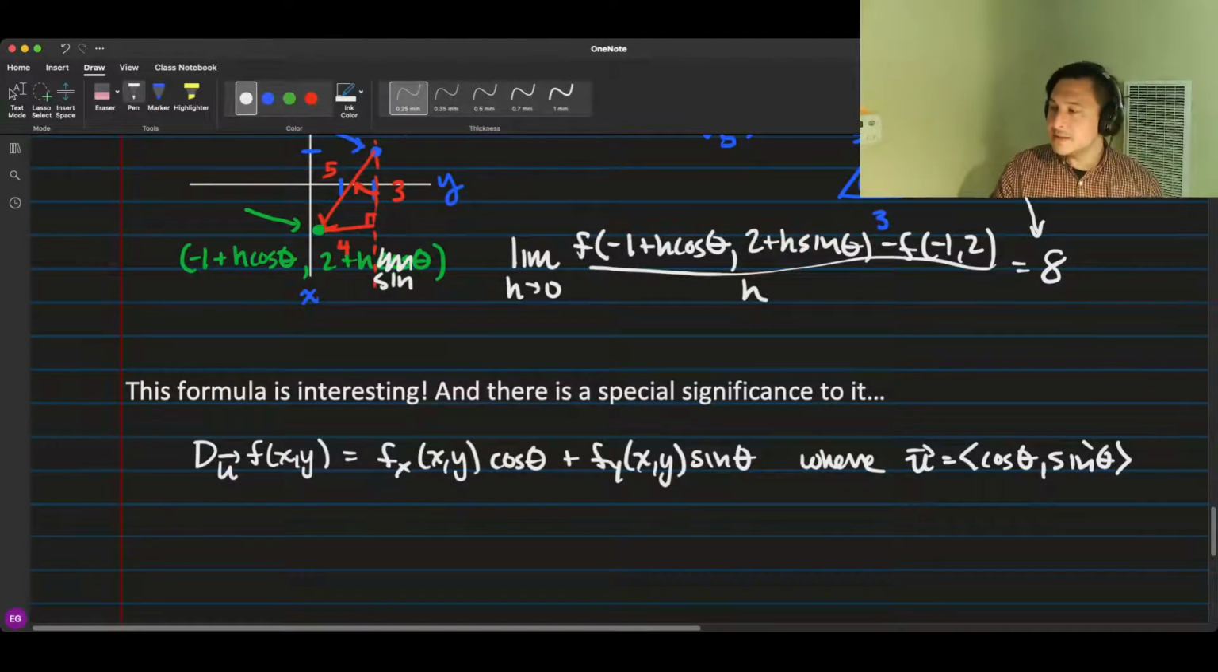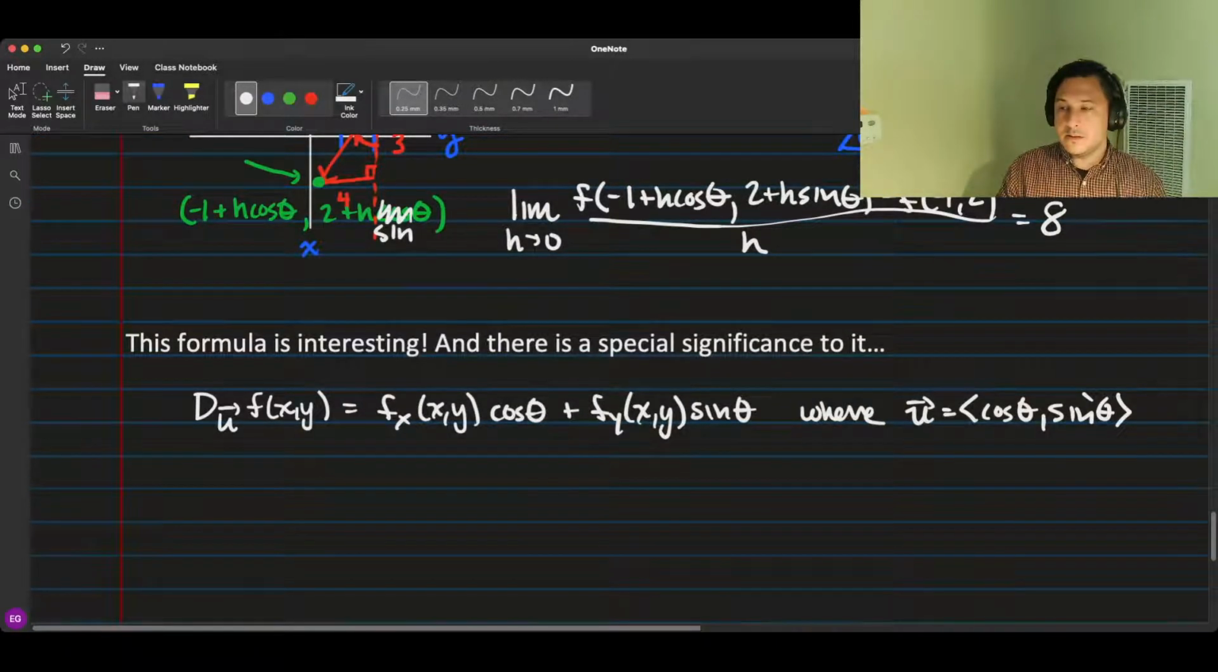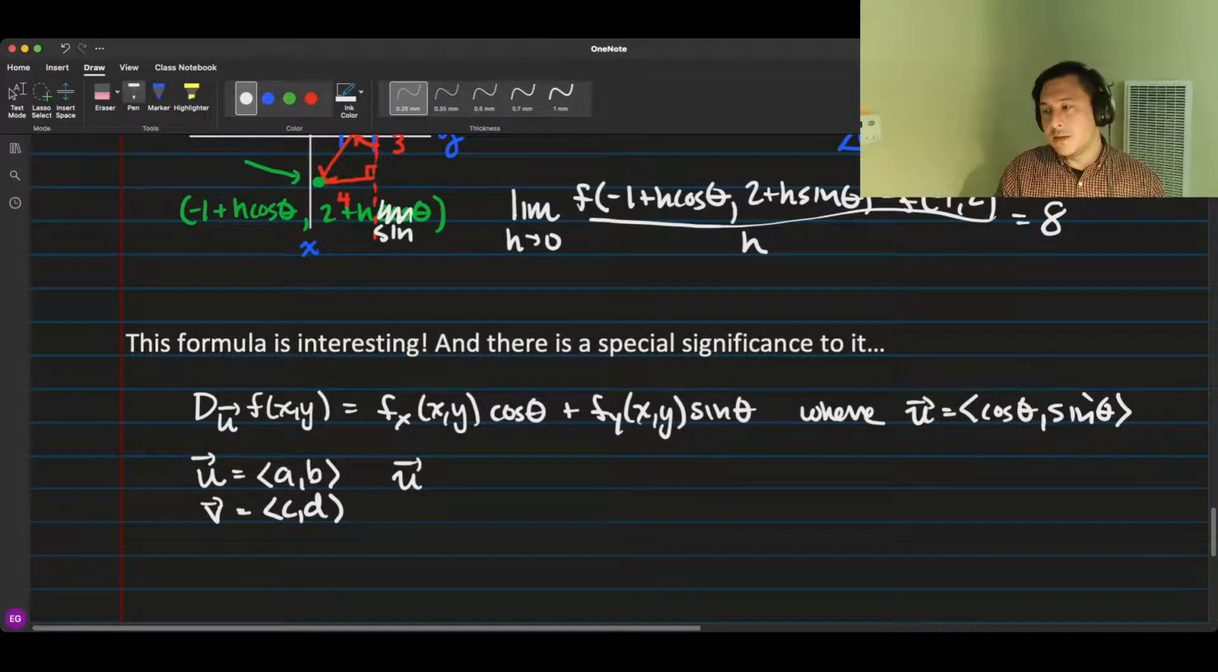Okay, so if you look at this, there's something. Remember how we talked about the dot product? If u has components a and b, and v has components c and d, what do you get when you do their dot product? I know it's like a while ago, but thinking back, if your u is a comma b and your v is c comma d, what do you get when you dot them? Do you remember?